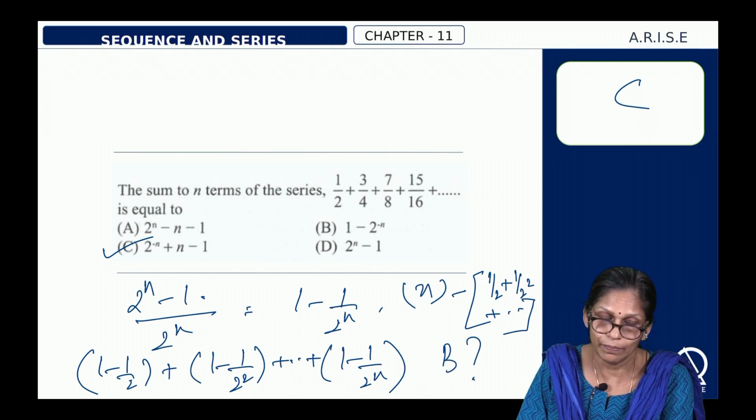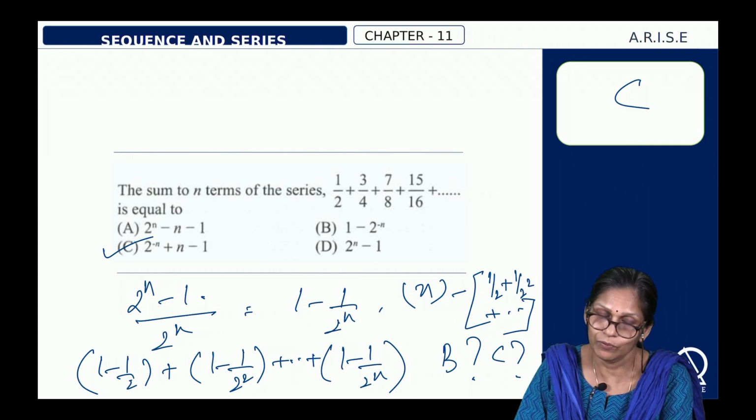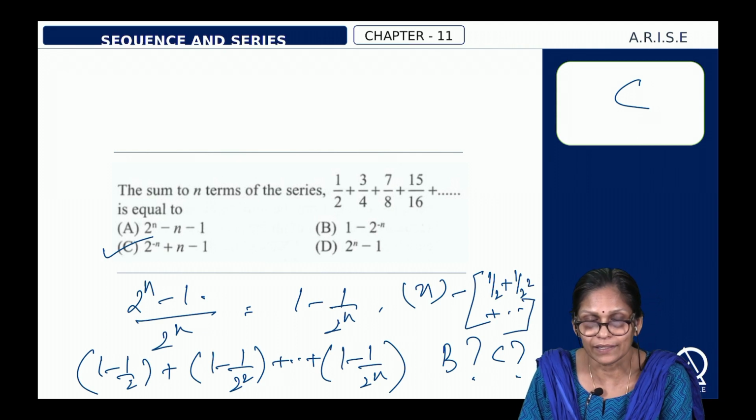Option C will be 1 by 2 plus 1 minus 1. Option C also may be right. Option D will be what? 2 minus 1, 1, no. So, it is between B and C now.